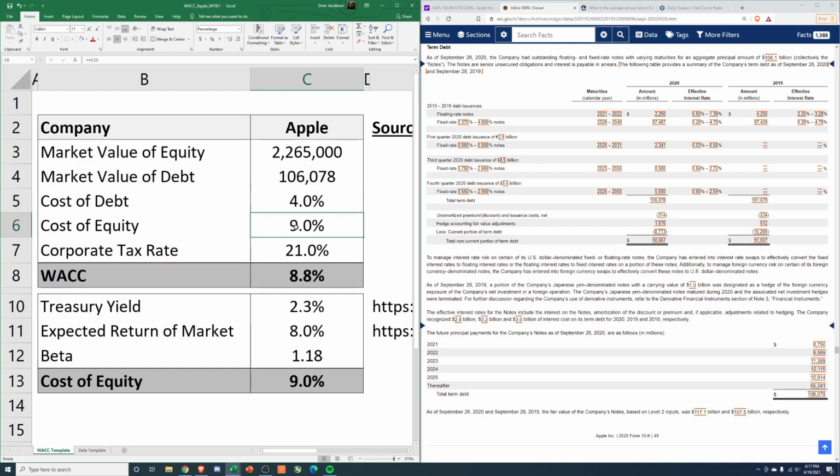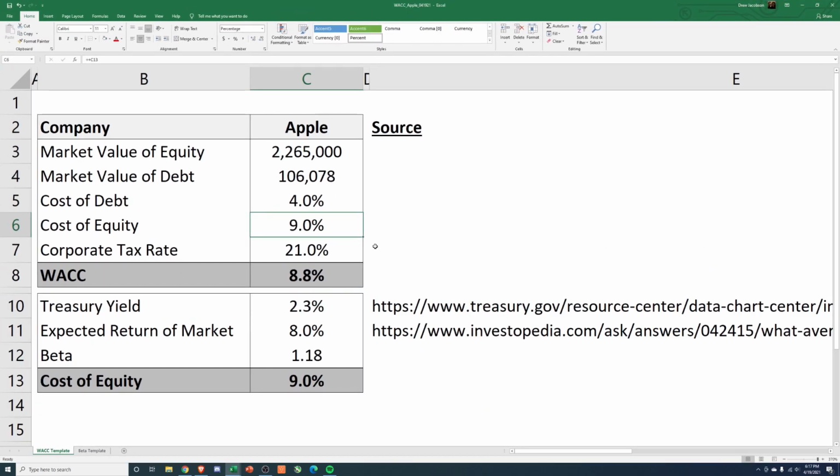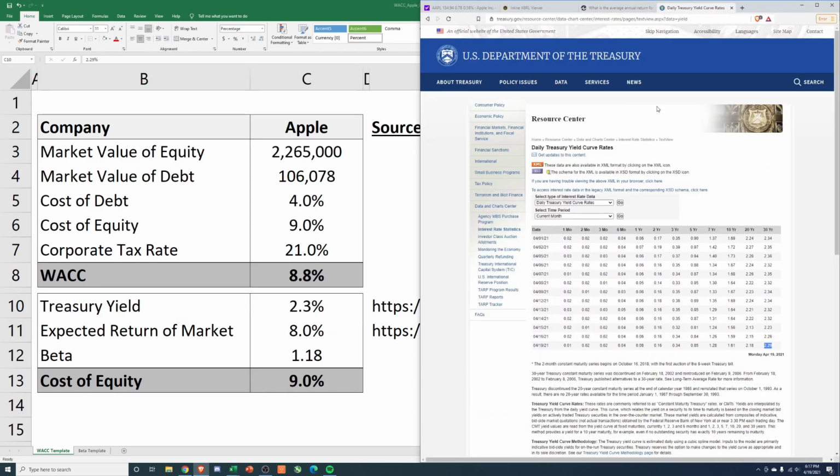Cost of equity. This is actually calculated through CAPM, another great thing if you're a finance student. You'll probably get to learn this sooner or later, or you already have. What we need is the risk-free rate, the expected return of the market, and the beta of our company. So the treasury yield, 2.3%. This is the risk-free. I did the 30-year. Reason being, from a company's perspective, it's the long-term risk-free rate. They're in this for the long term.